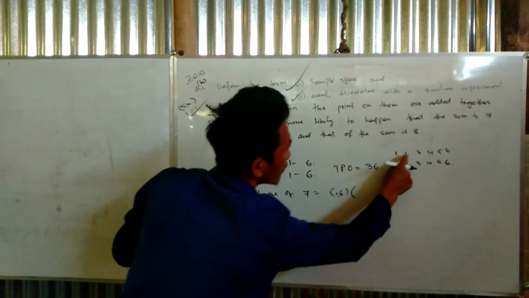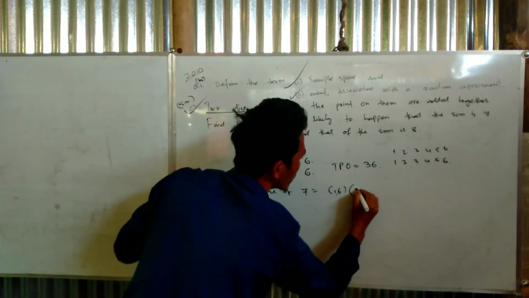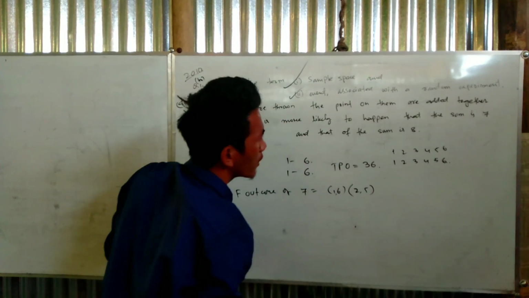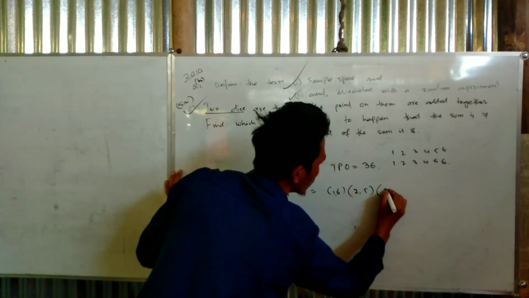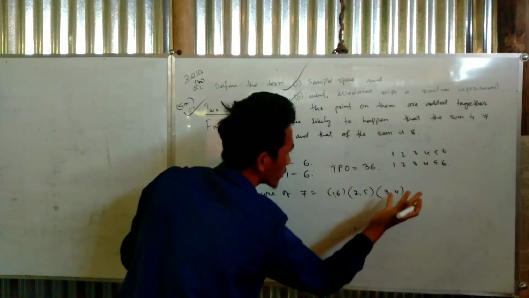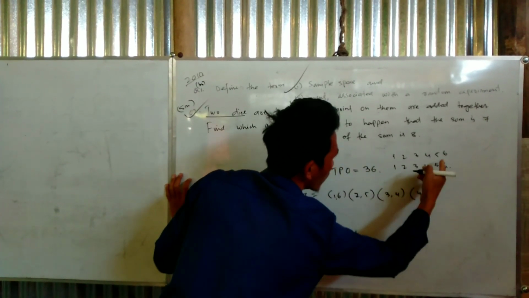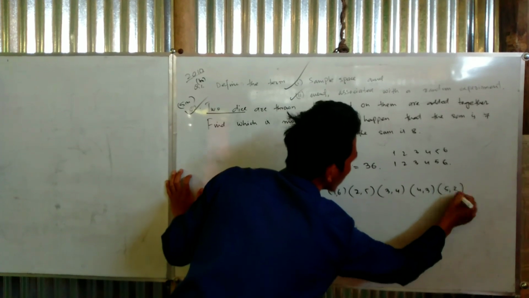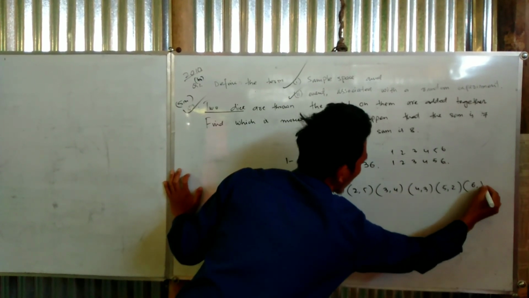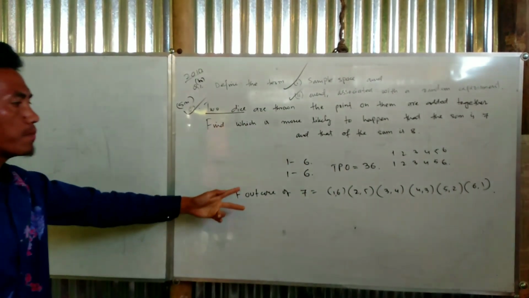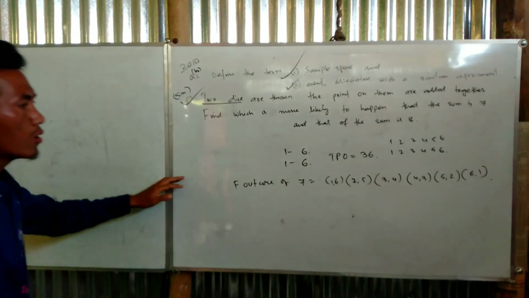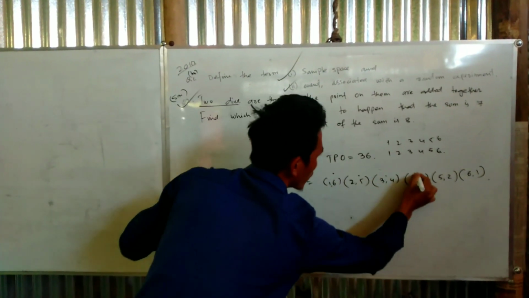What about the others? 2 and 5 also makes 7. 3 and 4 also makes 7. What about 4 and 3? 5 and 2? Or 6 and 1? How many favorable outcomes are there to get the sum 7? We get 6.